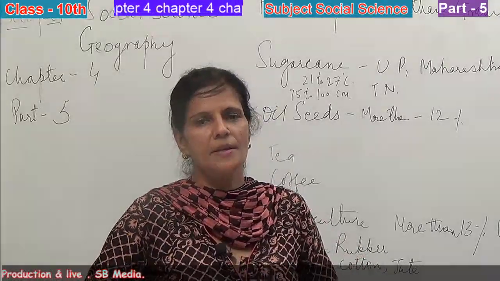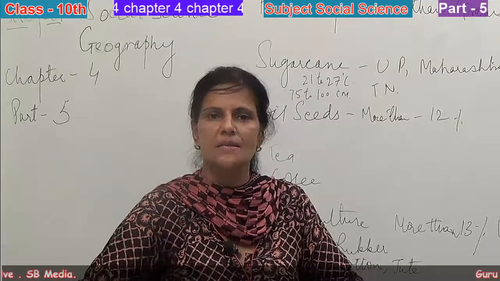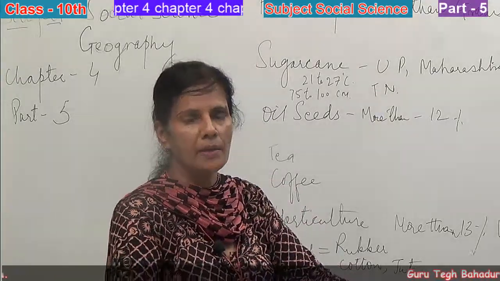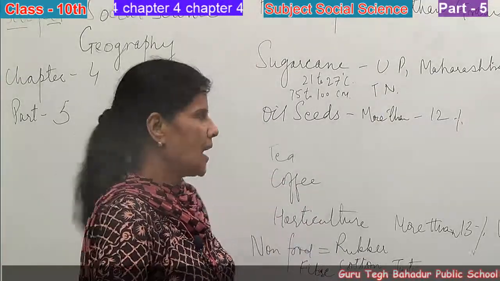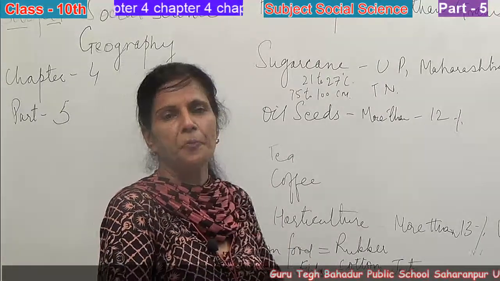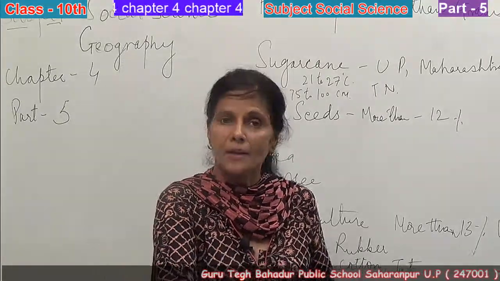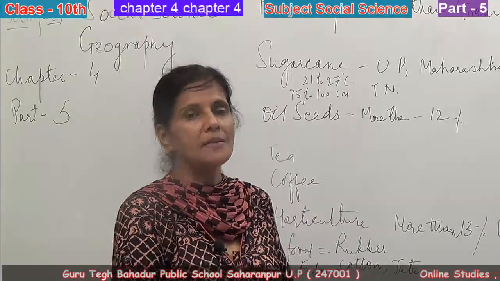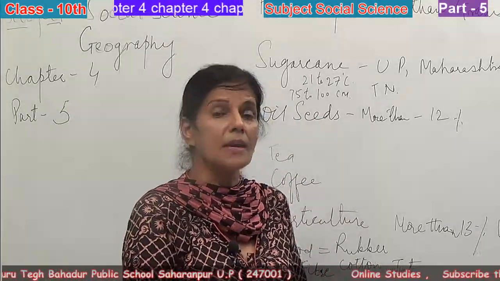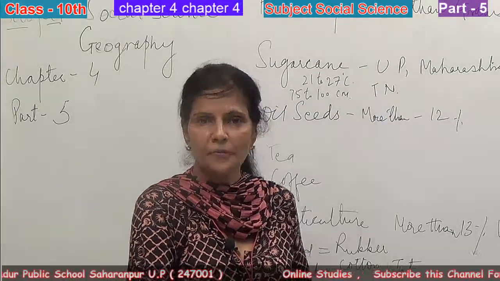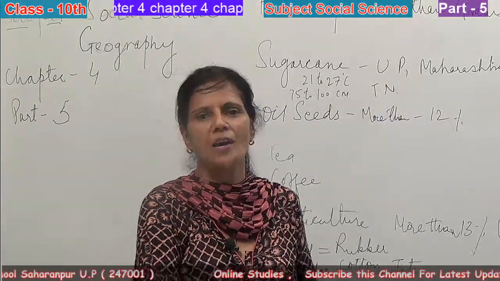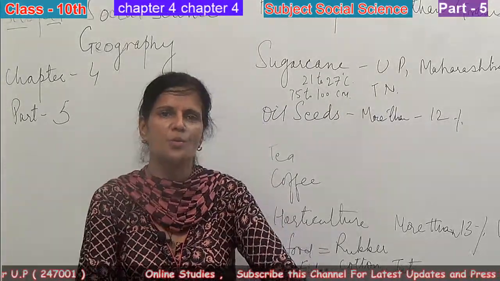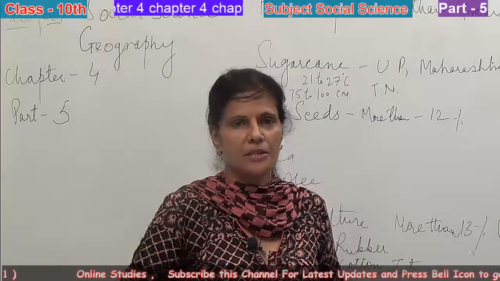Students, yesterday we left the topic on the pulses. As you know, we are doing the chapter Agriculture, and today we are going to do its fifth part. Agriculture, the mainstay of the people in India. We had discussed the grains till yesterday, and we left the topic on the pulses, which are a main part and the main source of protein in a vegetarian diet.